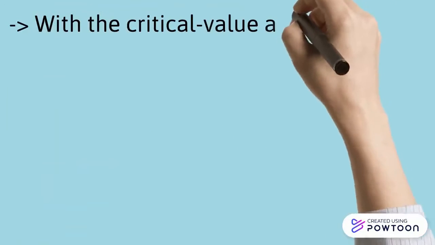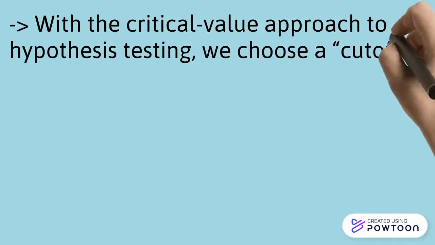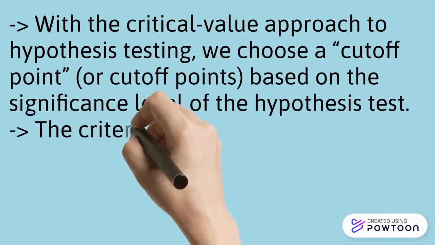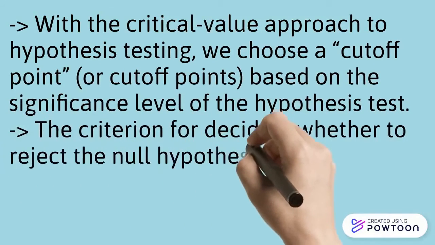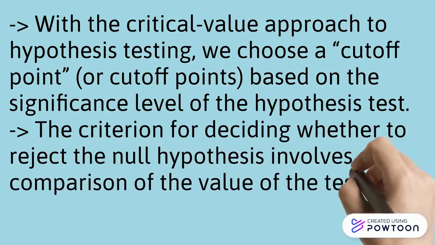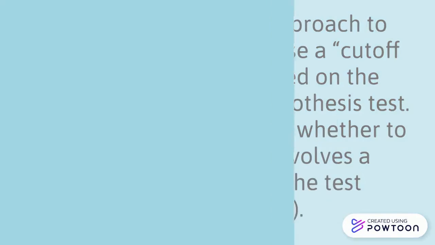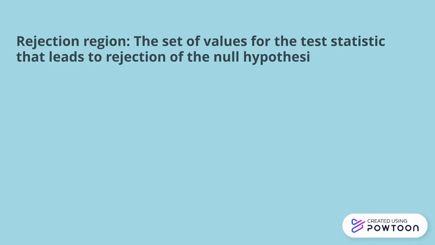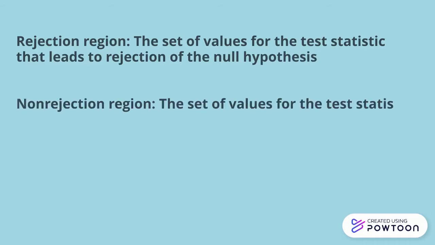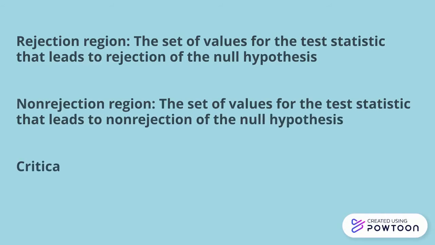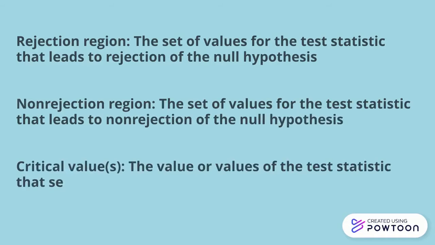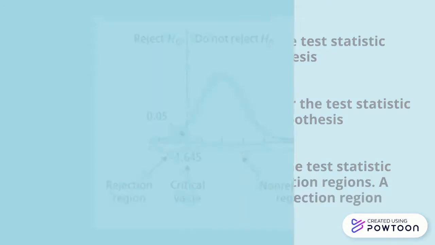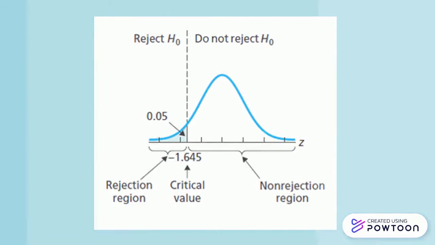With the critical value approach to hypothesis testing, we choose a cut-off point based on the significance level of the hypothesis test. The criterion for deciding whether to reject the null hypothesis involves a comparison of the value of the test statistic to the cutoff points. We have three regions in total, which are the rejection region, the non-rejection region, and the critical values. This is an example showing the three regions.